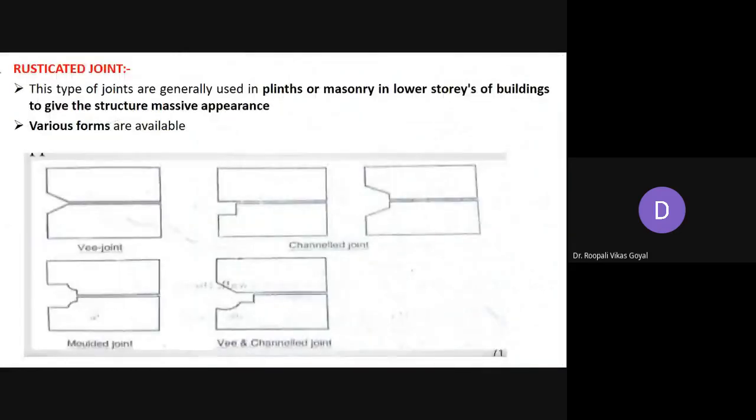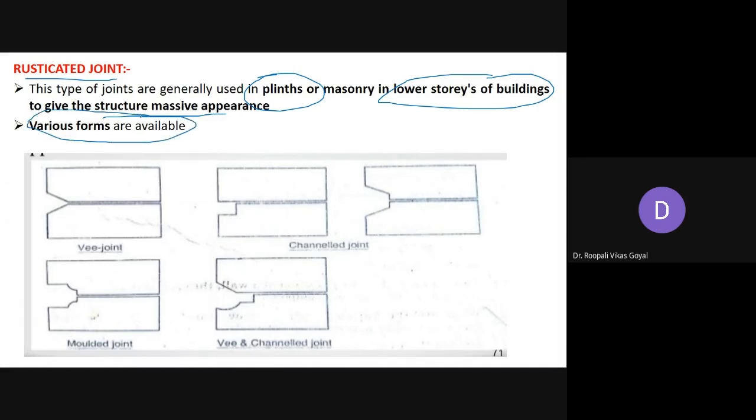And next is rusticated joint. This rusticated joint is generally useful for the plinths or masonry in the lower storey of the building, and generally it is used to give a very massive appearance to your structure. There are different forms available in which the stones can be joined. So here this V type of joint, channel joints, these are channel joints, V and channel joint combination of that. This is molded joint. So by giving such different arrangements or jointing of the surfaces, it will help in giving a massive appearance to your particular structure.